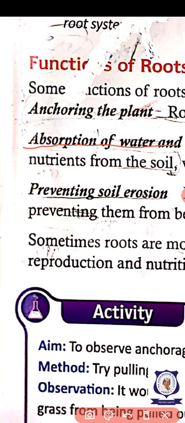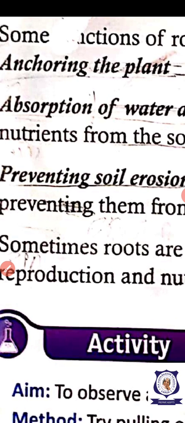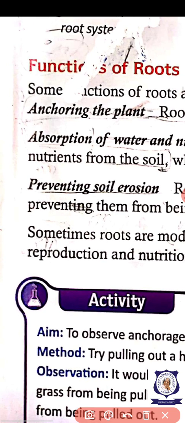Okay. Next function is preventing soil erosion. Roots hold the soil tightly so that running water, rainwater or strong wind cannot take the soil away. So the root system prevents the soil from eroding. So three important functions of the root system are anchoring the plant, absorption of water, and preventing soil erosion.